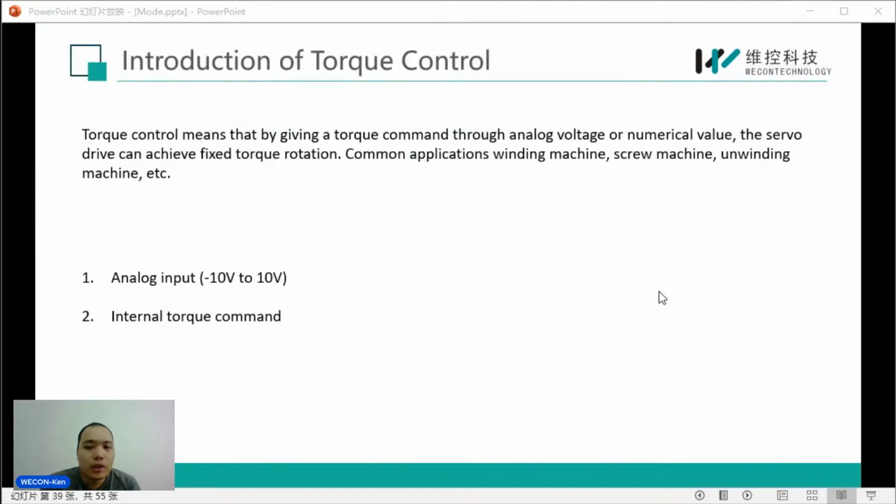Motor will output constant torque by using this mode. So we commonly use this in winding machine, unwinding machine, and so on.